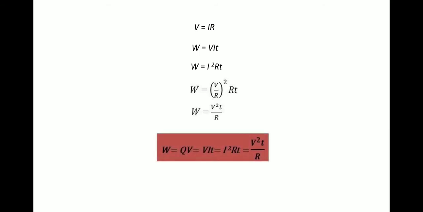So we can see that the series of terms W is equal to QV, which is equal to VIt, which is equal to I squared Rt, which is equal to V squared t by R. So any of these relations can be used while solving the numericals based on this particular topic. So W, since it is the electrical energy, its SI unit is joule, or simply capital J.